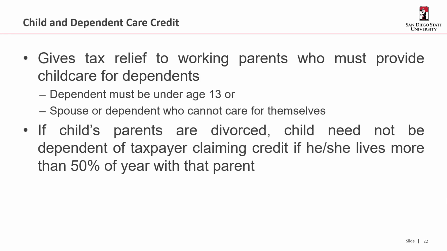So our next credit is the Child and Dependent Care Credit. And this credit is designed to give tax relief to working parents who have to provide child care for dependents. So the dependent must be under the age of 13 or a spouse or dependent who cannot care for themselves. So if the child's parents are divorced, the child need not be a dependent of the taxpayer claiming the credit if he or she lives more than 50% of the year with that parent.